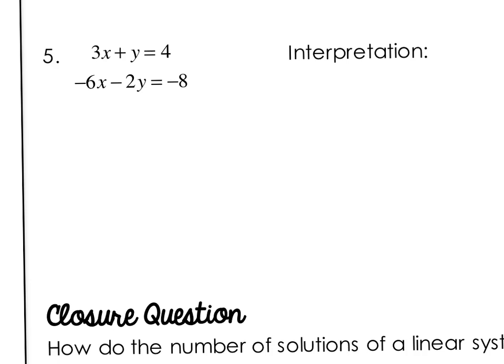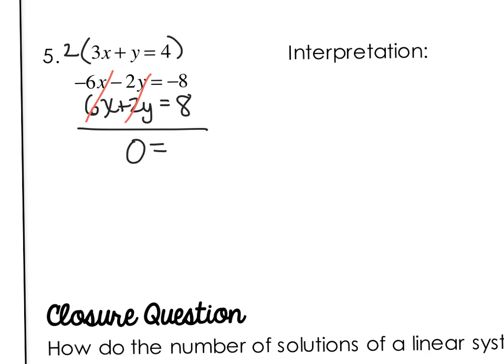All right, number 5. I'm going to multiply the first equation by 2. And so I get 6x plus 2y equals 8. So what I notice here is my negative 6x and my positive 6x eliminate. And my negative 2y and my positive 2y eliminate. So I get 0 equals negative 8 plus 8. That's 0. That's a true statement. So therefore, it's going to be infinite solutions. And I could double check myself to make sure it's the same line by writing both in slope-intercept form and seeing if they are in fact the exact same line.